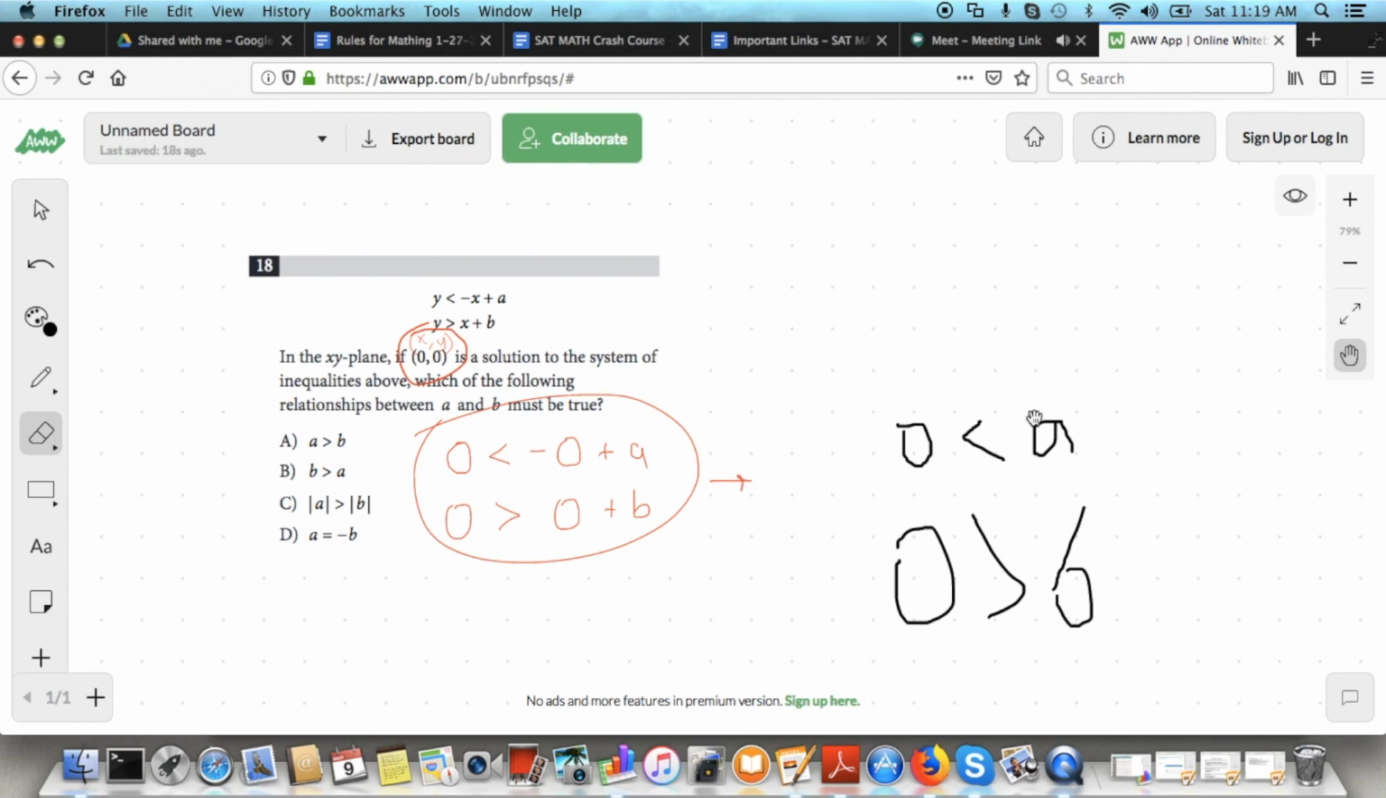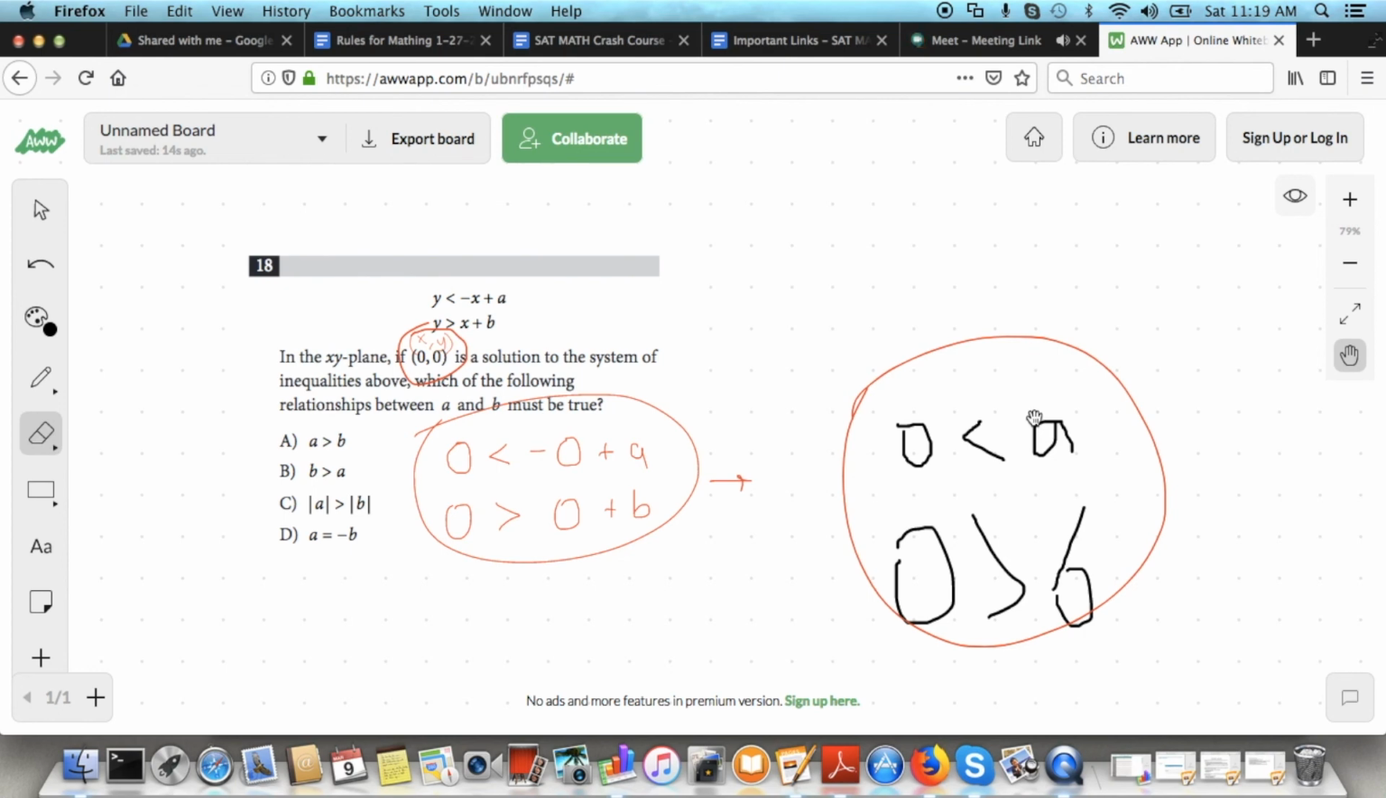But let's look at this. If a is greater than 0, Hudson, a's got to be positive, right? If a is greater than 0. Yeah. And if b is less than 0, b's got to be negative, right? Okay. Now let's look at the answer choices.